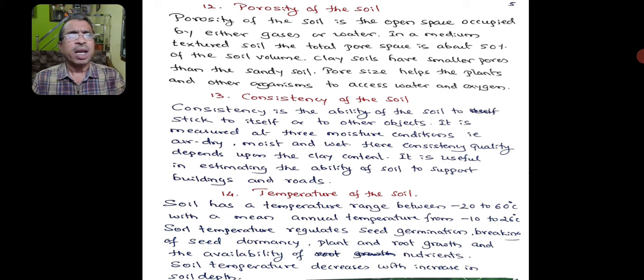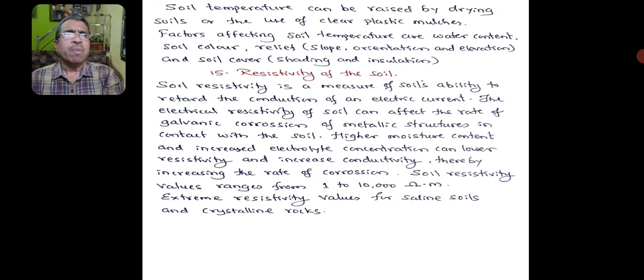Soil temperature regulates seed germination, breaking of seed dormancy, plant and root growth, and the availability of nutrients. So that's why temperature plays a very vital role in developing the plants. Soil temperature decreases with increase in soil depth. Soil temperature can be raised by drying soils or the use of clear plastic mulches.